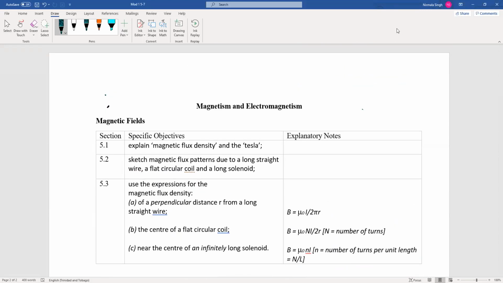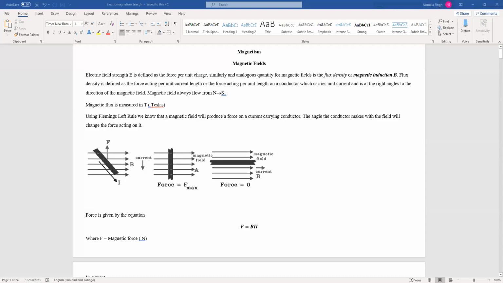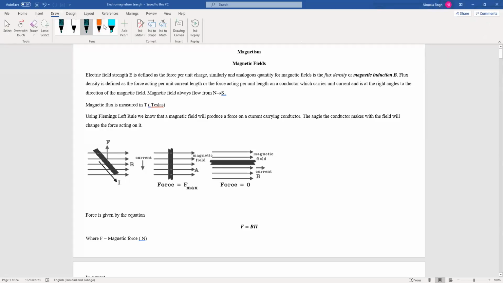Okay, so we're going to stop share screen here. So we're going to look at magnetic fields. Reading from the handout: electric field strength E is defined as the force per unit charge. Similarly, an analogous quantity for magnetic fields is the flux density or magnetic induction, B. So the symbol here is your magnetic induction.